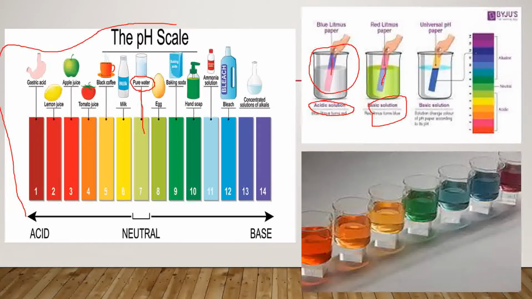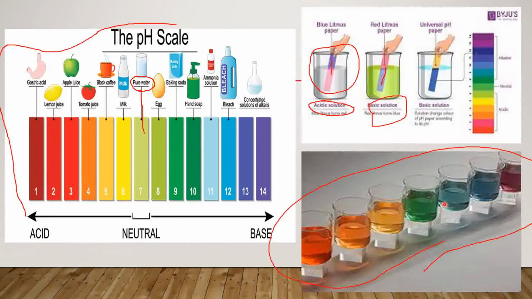Universal indicator and pH scale. Now you can see these are the universal indicators. Indicators like litmus and phenolphthalein cannot show us how strong or weak an acid or a base is. For this purpose, we use universal indicator, which is a mixture of different organic indicators to find out the strength of an acidic or basic solution.